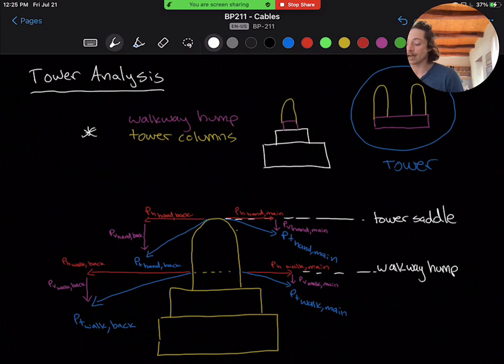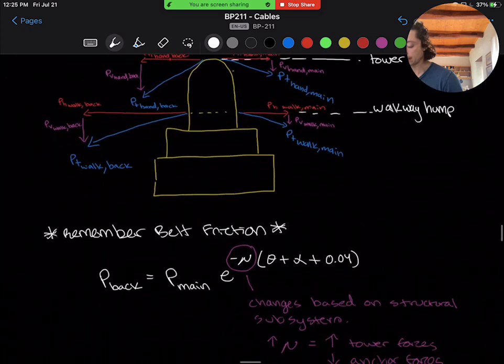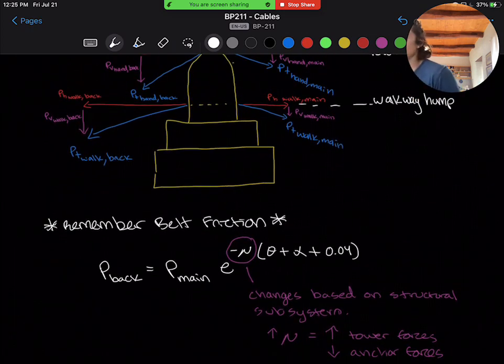These are going to be approximately equal, with the handrail cable being larger, actually, if there is 2 handrail and 2 walkway. But as there get to be more walkway cables than handrail cables, a larger proportion of the force is going to be distributed into those walkway cables. And also remember, we find our backstay forces with the belt friction equation. Remember from before, this equation is based off cable geometry, but the conservatism can be modulated using mu. As we increase mu, or the coefficient of friction, more force flows into the tower and less into the anchor.